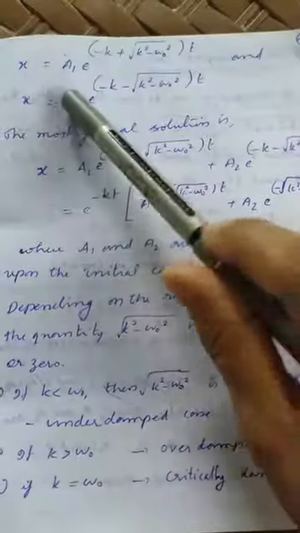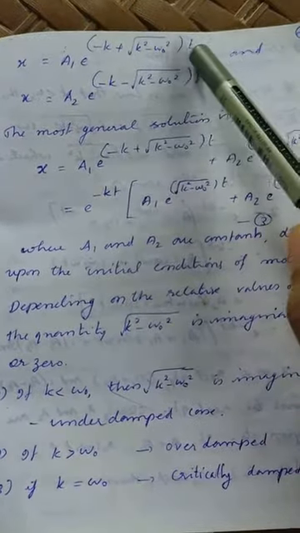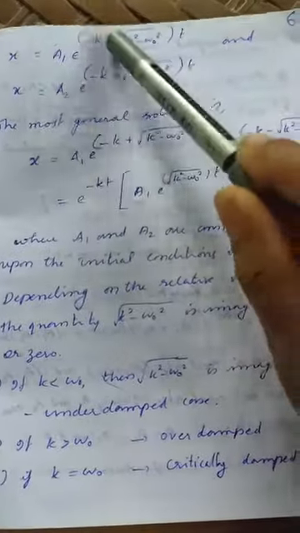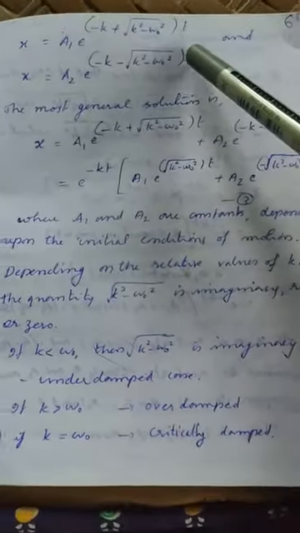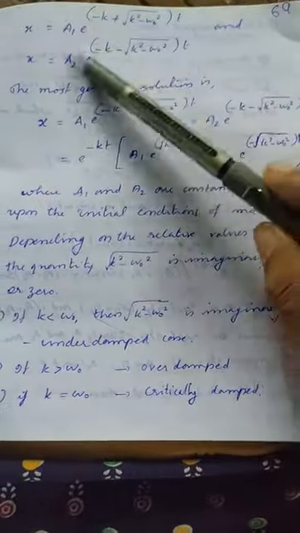Now x is a1 e raised to minus k plus square root of k square minus omega 0 square into t, and minus two values, plus or minus. Here we have two values, plus or minus, for displacement. It's quite obvious because it is a second order differential equation, so it will have two solutions.